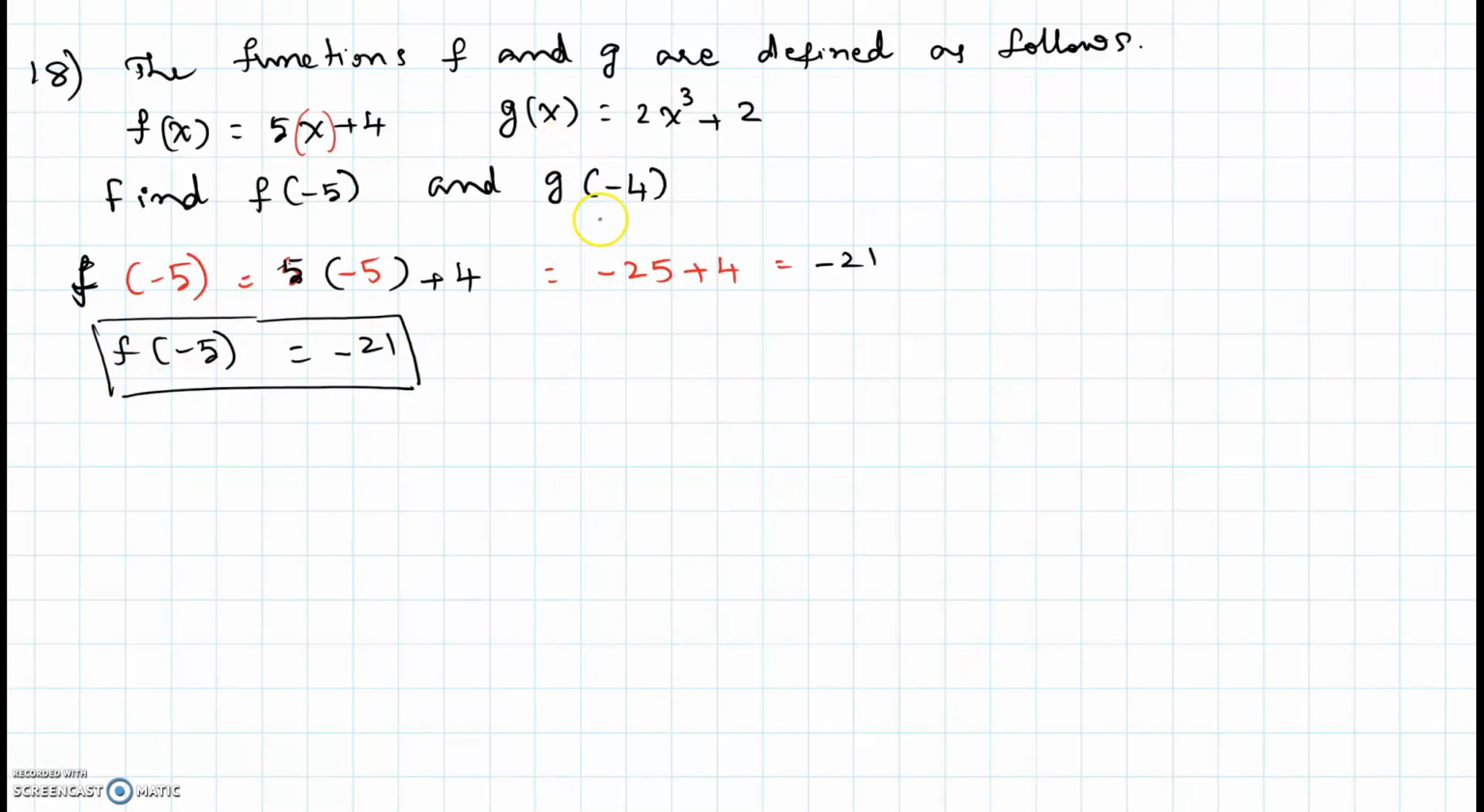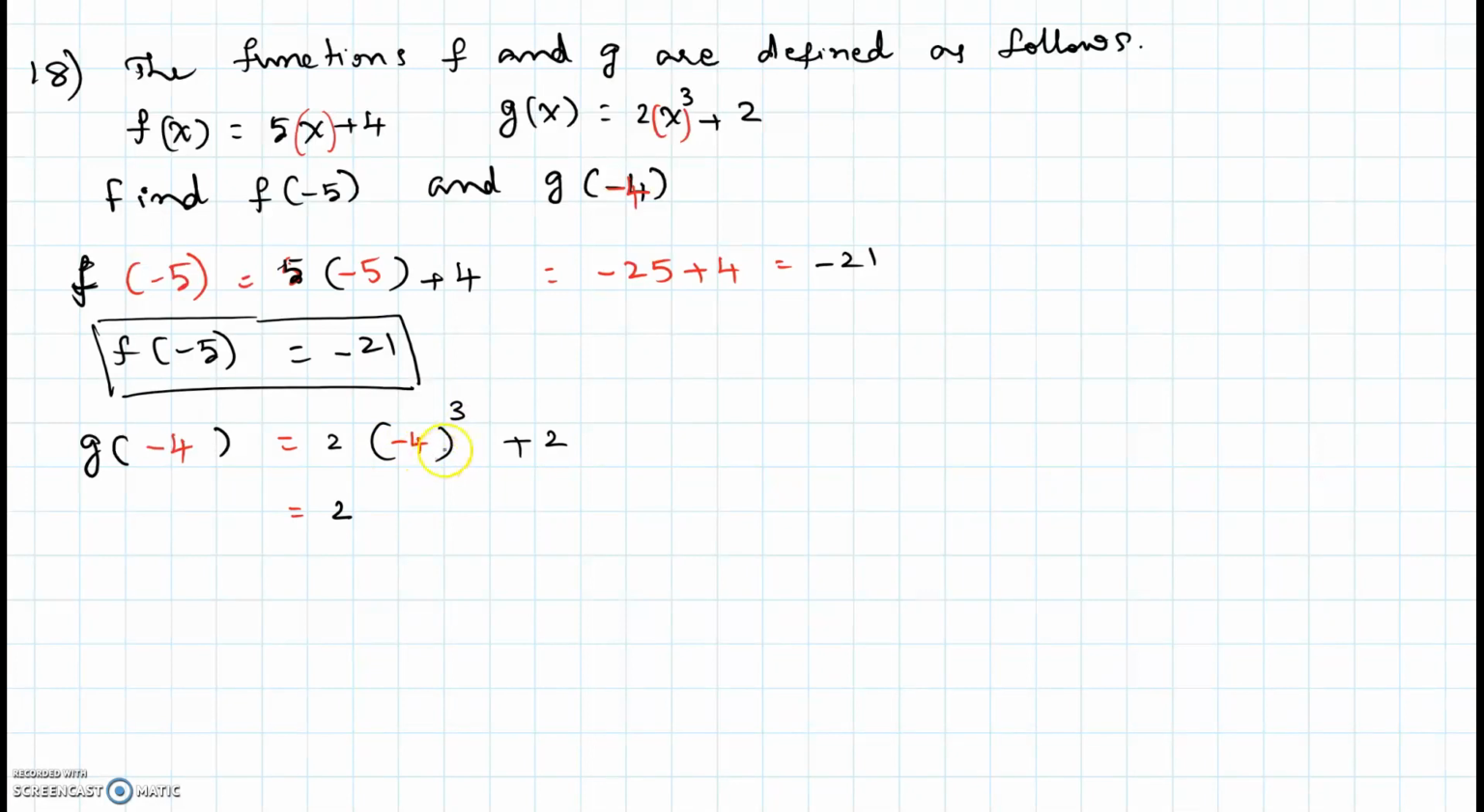The second part is asking us to find out g at negative 4. So we have to evaluate the function g at the input negative 4. So this is equal to, you take the function g and change the x value there to negative 4. So it will be 2 times negative 4 cubed plus 2. So it is 2 times, make sure to put the cube and negative 4 inside the parentheses.